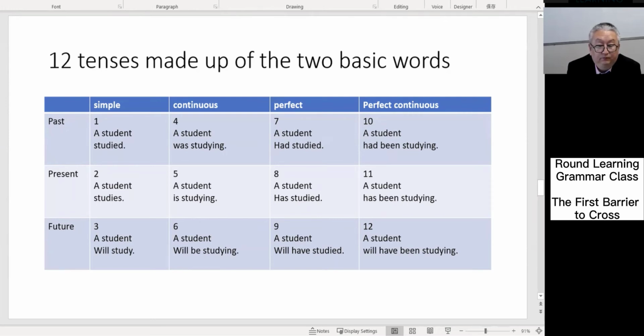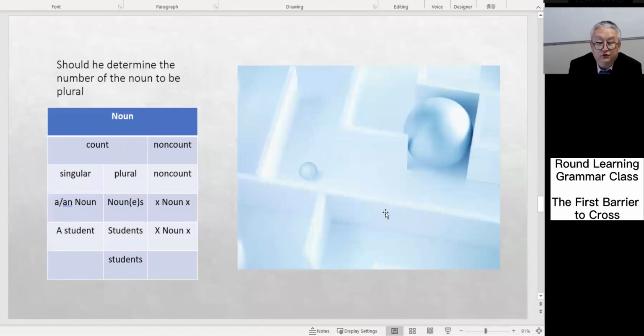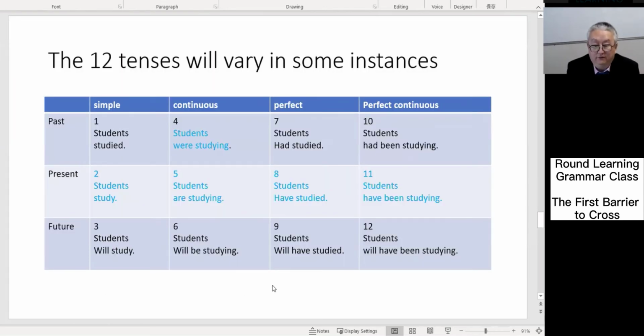Next, if the student happens to choose a plural noun, instead of a student, he decides, no, I'm going to talk about more than one student. Then he's going to make another 12 different sentences, with some being the same as singular, but there are variations. So the student has to know the variation between singular and plural noun subjects, and the tenses, the verbs behave differently too. That is the second barrier.